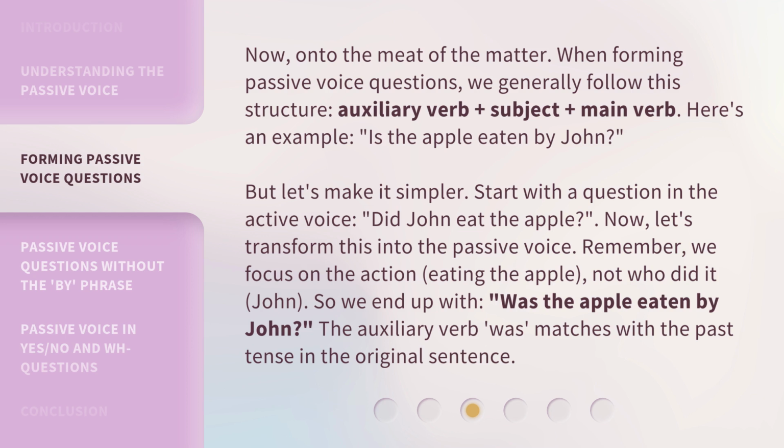Start with a question in the active voice. Did John eat the apple? Now, let's transform this into the passive voice. Remember, we focus on the action, eating the apple, not who did it, John. So we end up with, was the apple eaten by John? The auxiliary verb, was, matches with the past tense in the original sentence.